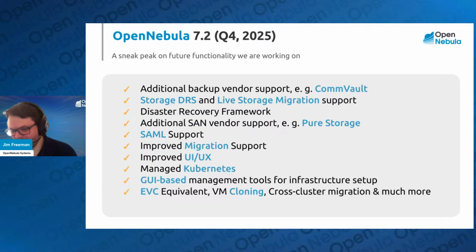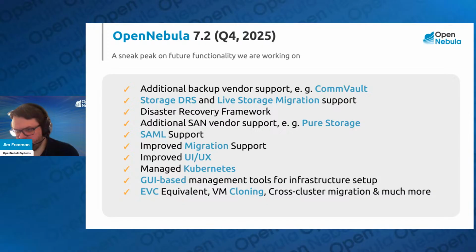What I'll do is kick off what we're looking to do next in OpenNebula, towards the end of the year. As you may have seen in our previous webinar, around version 7 we're releasing Veeam support. Towards the end of the year, we're bringing in other vendors such as Commvault. We're bringing features such as storage DRS and live storage migration support as well, which is a really top requested feature from our customers, prospects and users.